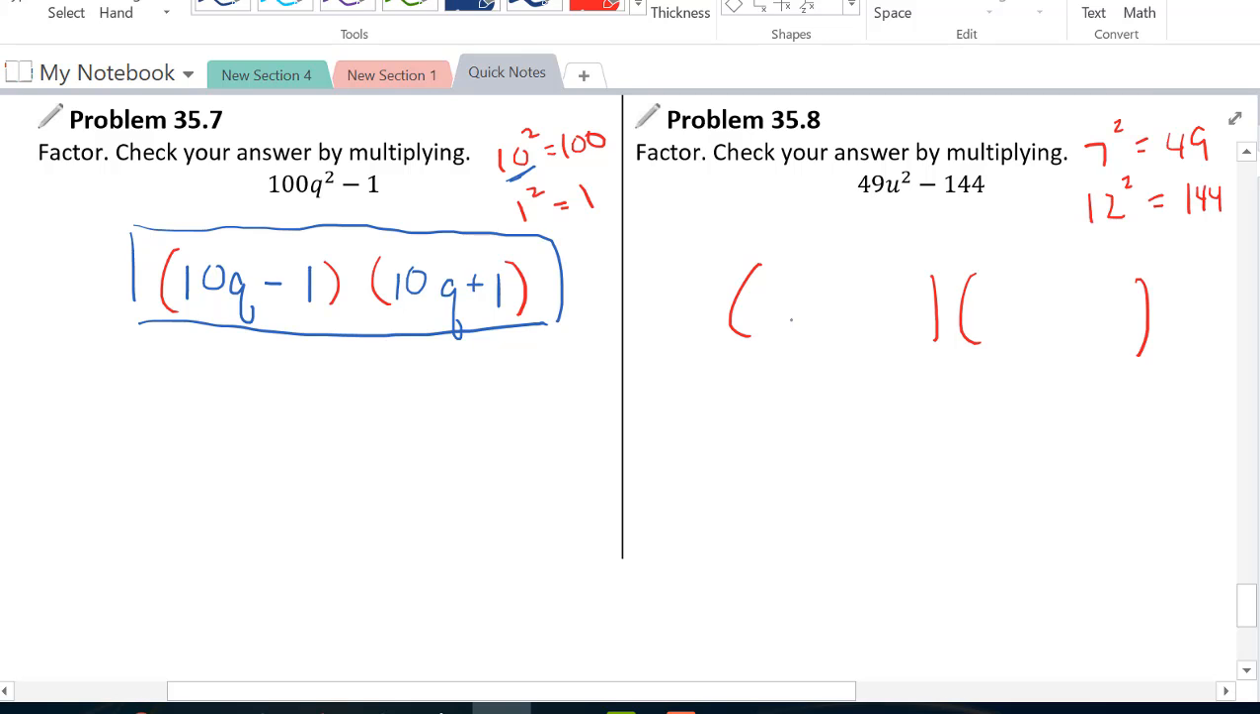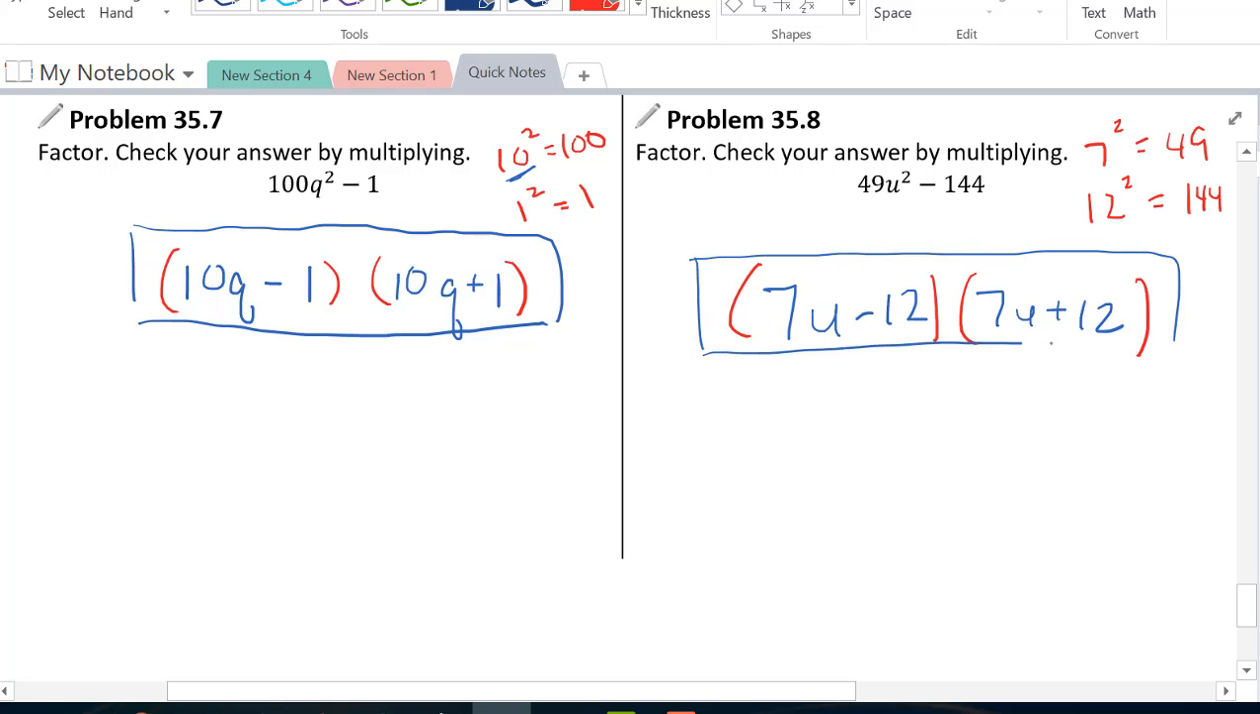Square root of 49, 7. Divide the u squared by 2, divide the power by 2, you get u to the 1. And then minus square root of 144, 12. Then the other one is going to be 7u plus 12. And that's it. That's how you factor it. Difference of two squares, okay? Whenever you see two terms, that's how you factor.